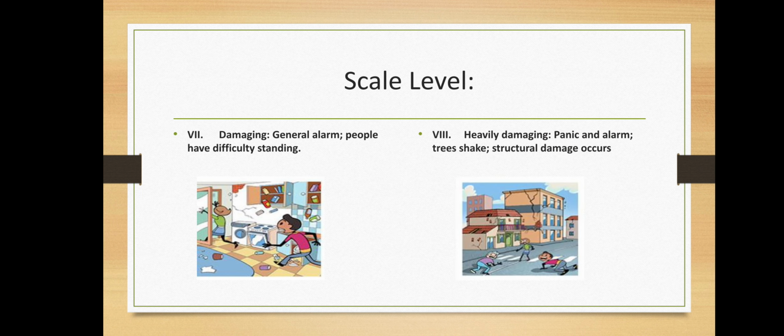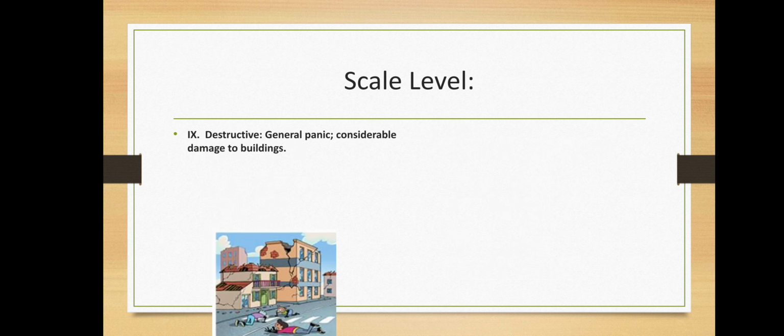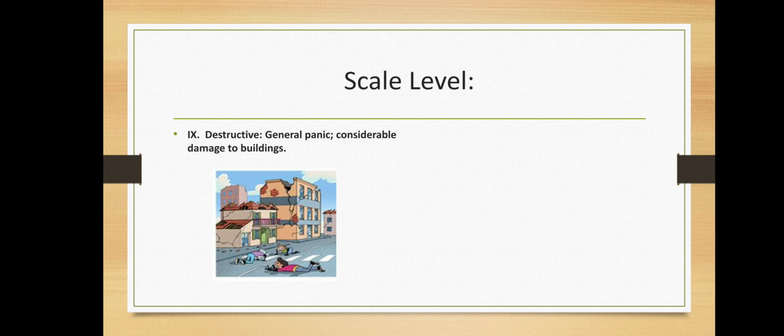Level 8, heavily damaging. General panic ensues, trees shake, and many buildings suffer structural damage. Unreinforced masonry structures can collapse. The shaking is intense. Level 9, destructive. A state of general panic persists. Buildings suffer considerable damage, even those made with reinforced materials. Serious structural damage occurs and some buildings collapse.